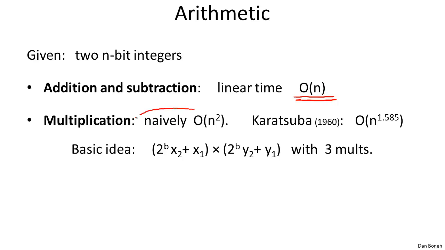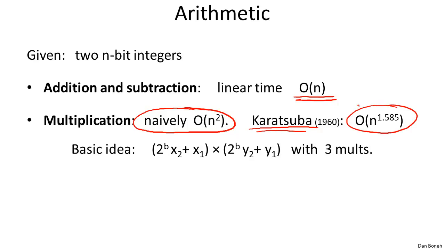Multiplication naively will take quadratic time. In fact, this is what's called the high school algorithm. This is what you learn in school, and if you think about it for a minute, you'll see that that algorithm is quadratic in the length of the numbers being multiplied. So a big surprise in the 1960s was an algorithm due to Karatsuba that achieved much better than quadratic time. In fact, it achieved a running time of n to the 1.585.